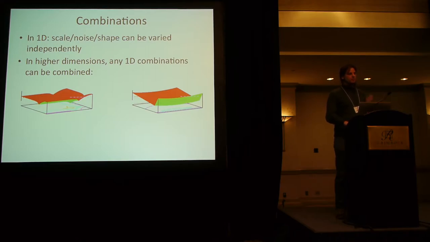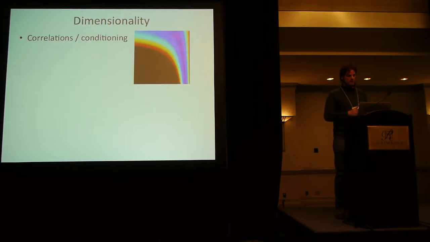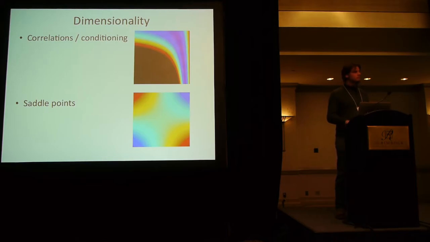Then, of course, we don't want to just limit ourselves to separable issues. So once we have multi-dimensional unit tests, we're going to rotate them. We're going to make sure the conditioning is sometimes really bad, things are tightly correlated. We'll make sure there are enough saddle points, because saddle points are one of the things that we tend to see.